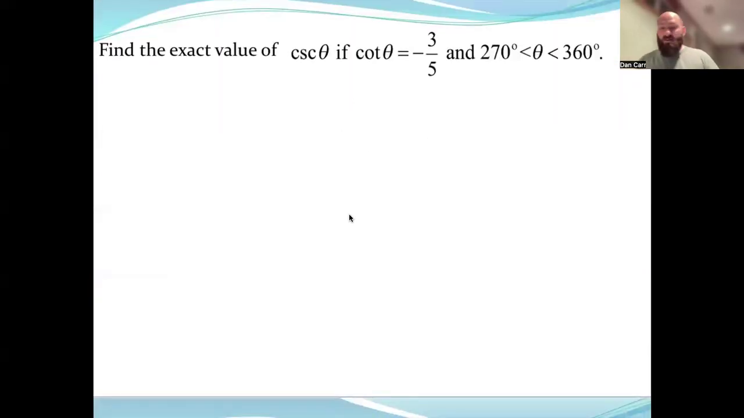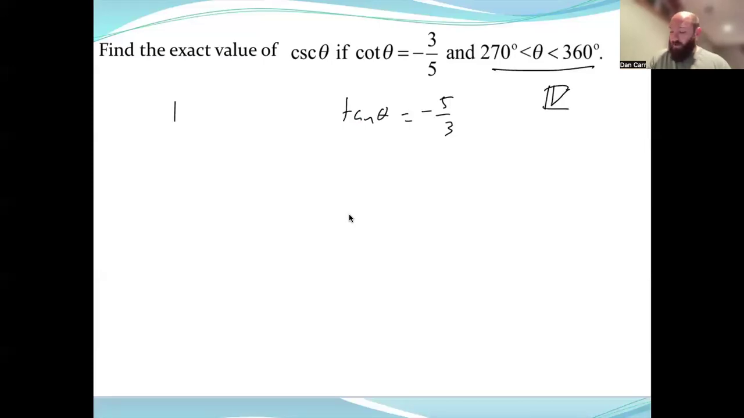So find the exact value of the cosecant if cotangent theta is negative 3/5. Okay, it might help if you think about the reciprocal instead of the negative 3/5 here. So the reciprocal is negative 5/3. This is telling me it's in quadrant number 4. Okay, so if I model that real quick, this is tangent, so that is going to be the same as opposite over adjacent.